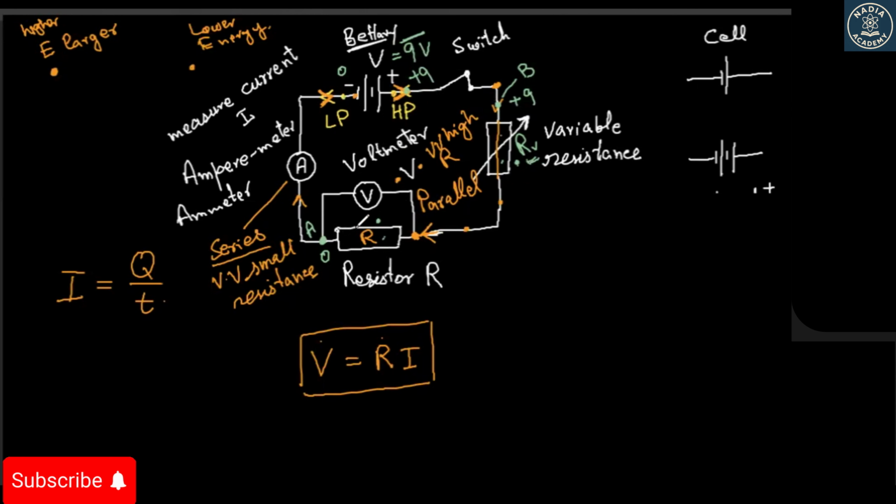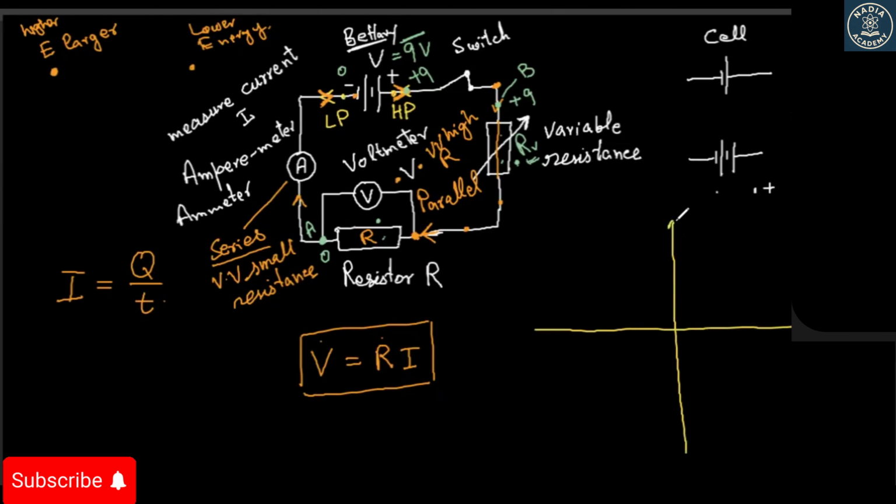Now consider, if we do not have this variable resistor, then all of the 9 volts of the battery will go to this main resistor. Good. So you can say that we put this variable resistor just to change the potential difference across this R. Why did we do this? Because we want to understand the behavior of this resistor. And to understand this behavior, we need to plot a graph.